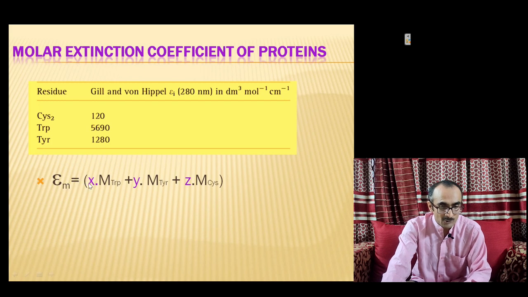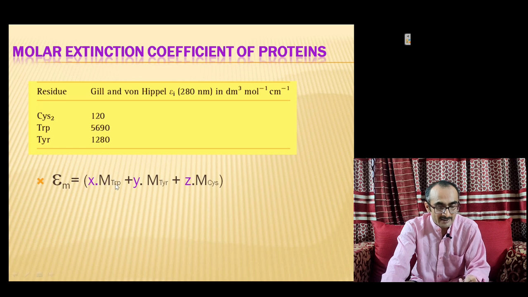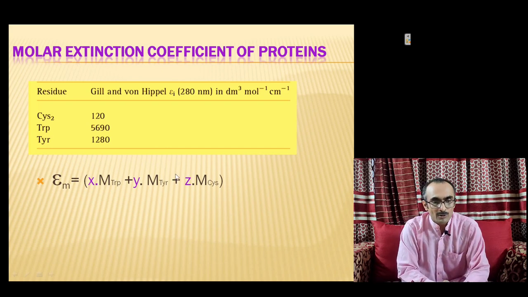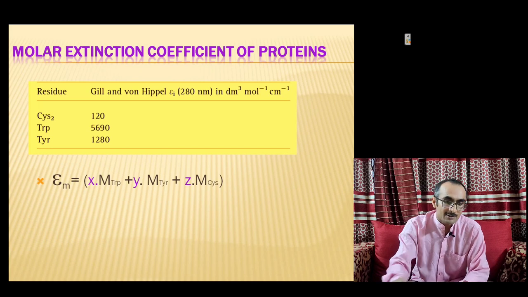So molar extinction coefficient is equal to X times M trp, where X is the number of tryptophan amino acids, and M trp is the molar extinction coefficient of tryptophan. So for example, if you have two tryptophan amino acids in a protein, you multiply 2 with 5690, which is the molar absorption coefficient of tryptophan. Similarly, Y is the number of tyrosine amino acids in the protein, M tyrosine is the molar extinction coefficient of tyrosine, which is 1280. Then Z is the number of cysteine amino acids in the protein, and M cysteine is the molar extinction coefficient of cysteine, which is 120. So if you know the number of amino acids in a protein, the molar extinction coefficient of the protein also can be calculated theoretically.